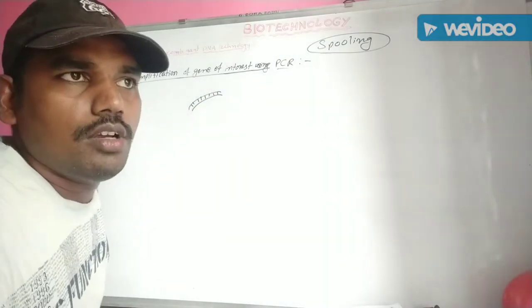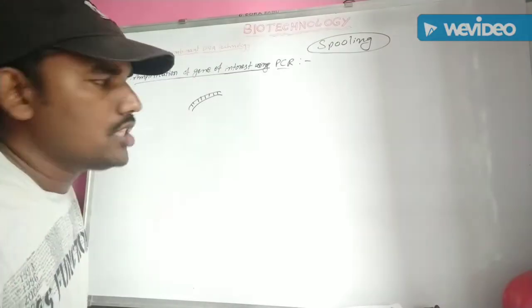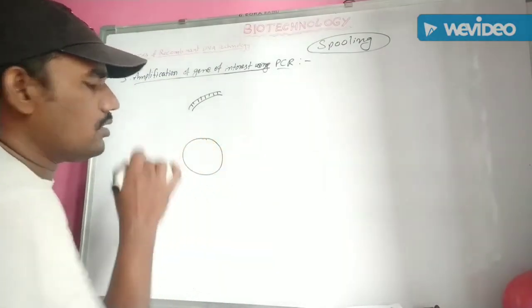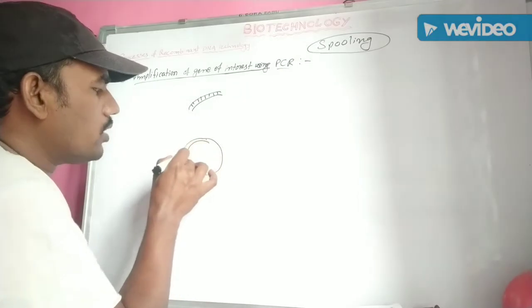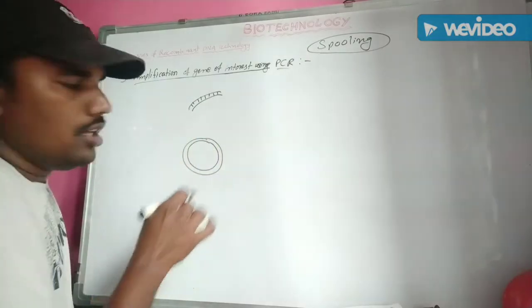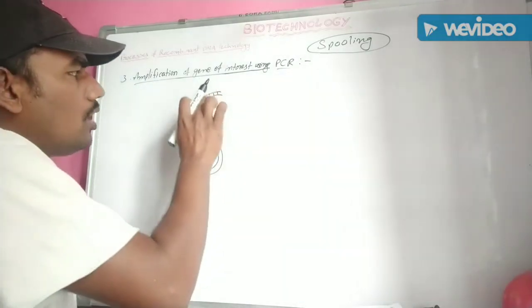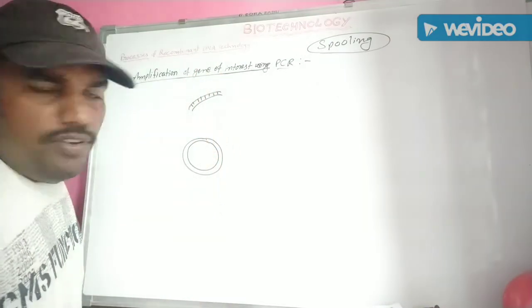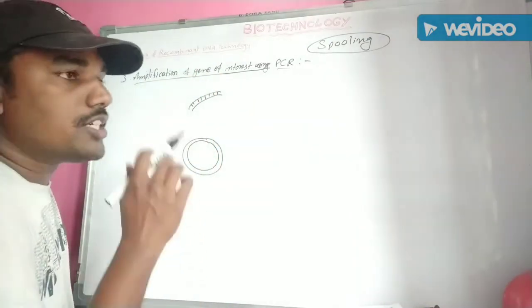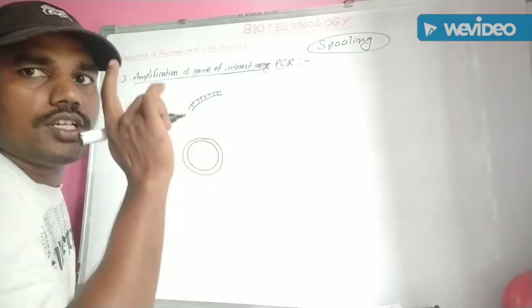What are the vectors? Plasmids. Suppose this one is the plasmid. This wanted, desired DNA fragment and also the vector are treated with the same restriction enzyme.